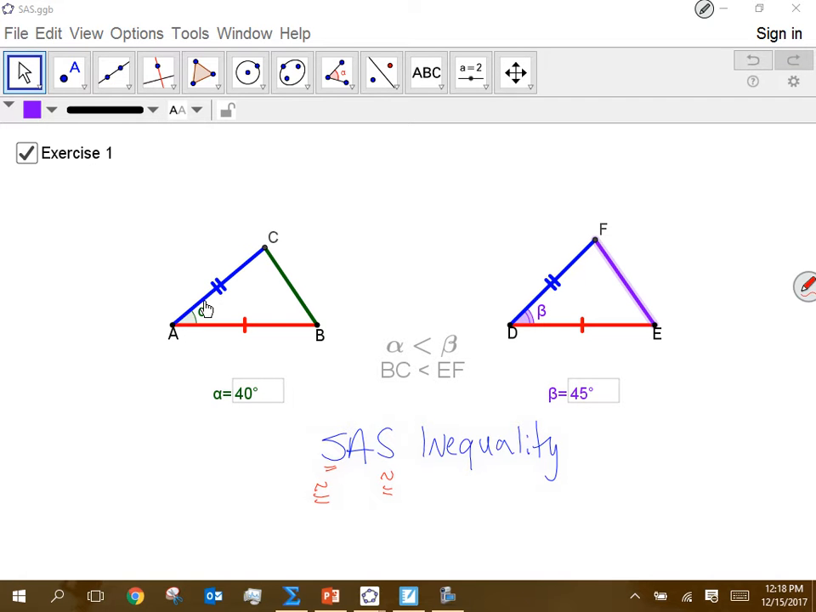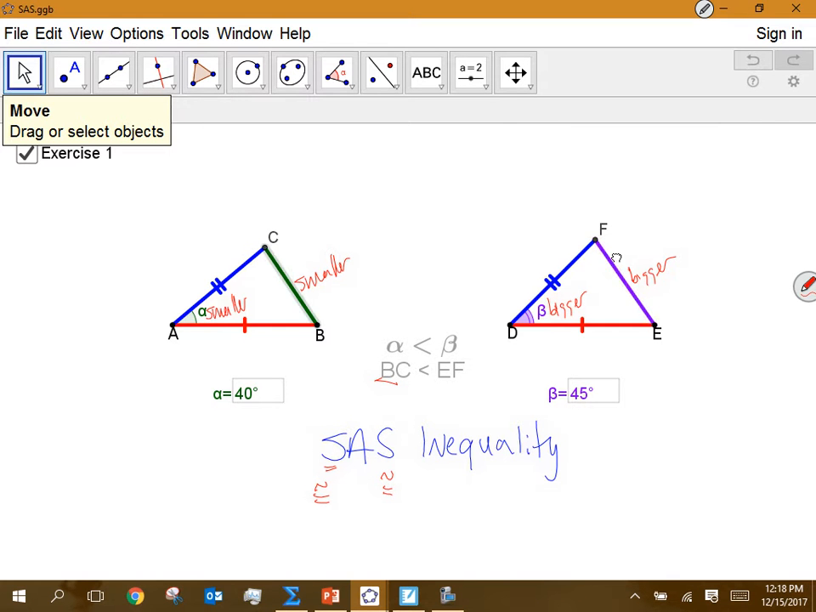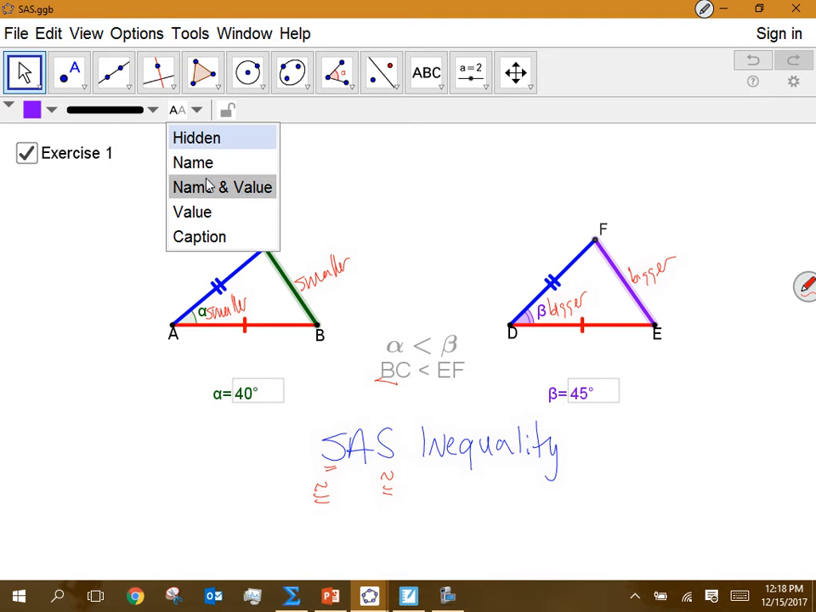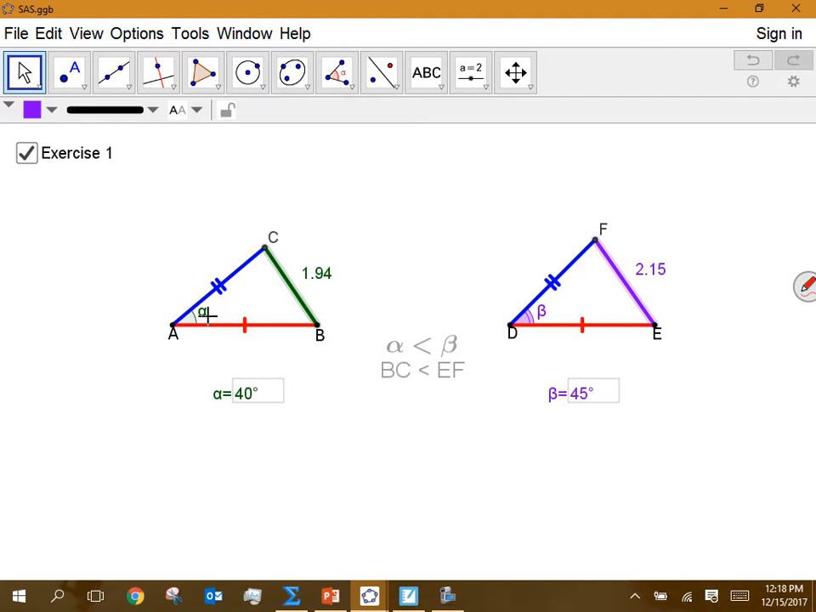So if alpha is smaller and beta is bigger, then the side opposite alpha is going to be the smaller side in comparison to the side opposite beta. So this is going to be a bigger side here. Does that kind of make sense? And you're seeing there that BC is less than EF. If I ask it to show the labels here, we see that when alpha is a smaller value, this distance of 1.94 is a smaller value than that 2.15.